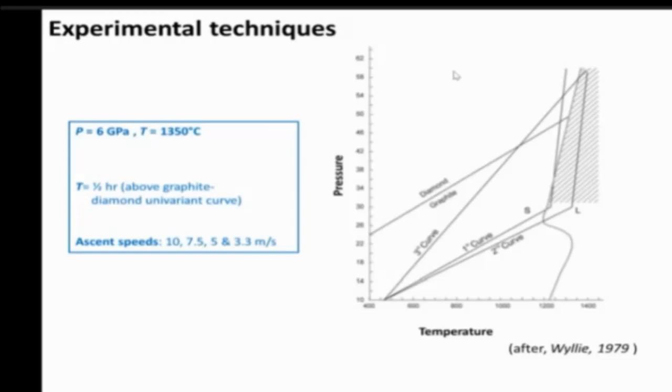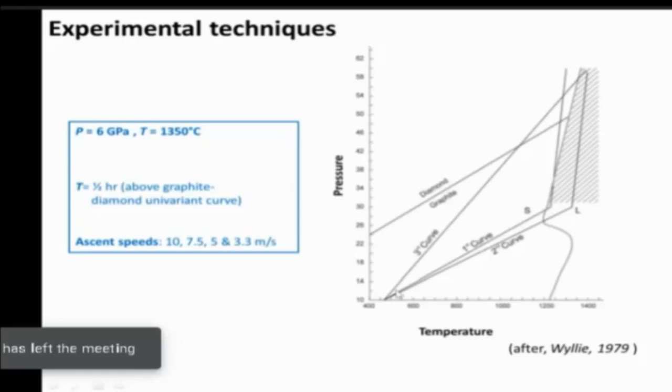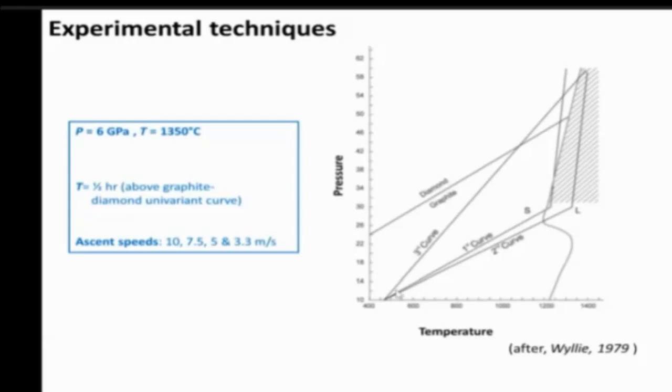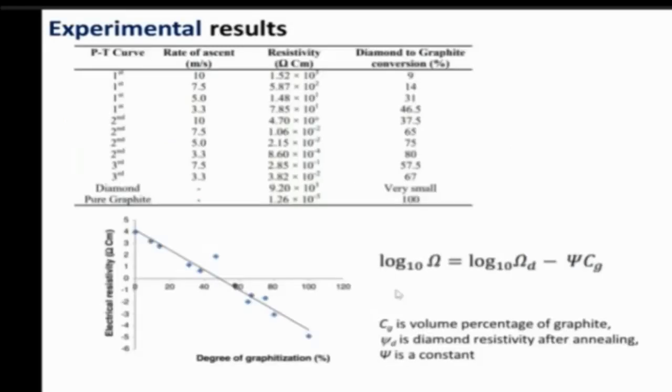From this 3 GPa condition, the pressure was continuously decreased by simulating four different types of ascent speed, because the essential aim of this experiment was to constrain the ascent speed. So we depressurized the sample so that the experiment mimics four different ascent speeds, varying from 10 meters per second to almost 3.3 meters per second. So these are the results that we obtained.